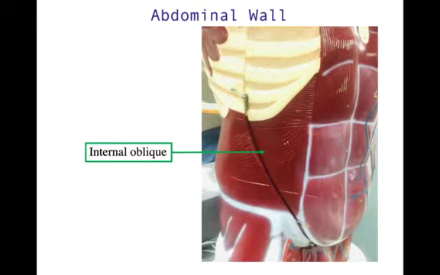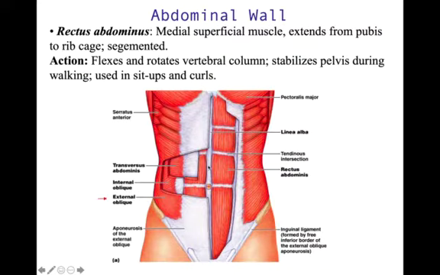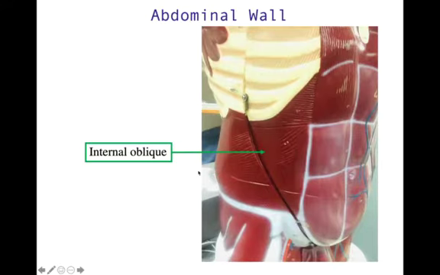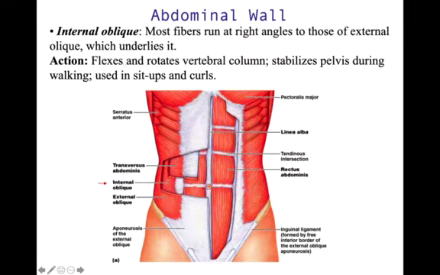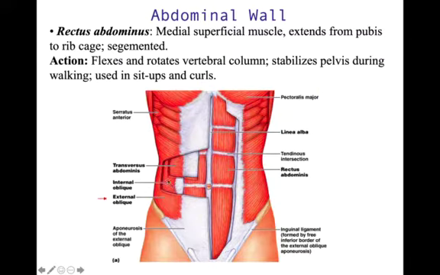Now, at the same level as the internal obliques, you see these ones here running vertically, straight up and down, the ones that create the six-pack in your abdomen, right? These ones here are called the rectus abdominis. This one flexes and rotates the vertebral column and stabilizes the pelvis during walking. When we think about sit-ups, these are the ones here. For the internal obliques, I didn't mention it, but it's pretty much the same function. Flexes and rotates the vertebral column, stabilizes the pelvis during walking, used in sit-ups and curls. Same function as the rectus abdominis here.